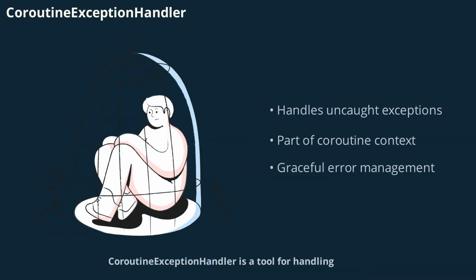CoroutineExceptionHandler is a tool for handling uncaught exceptions at the coroutine level. By passing this handler as part of the coroutine context, you can manage exceptions that aren't caught within the coroutine itself. This ensures that errors are handled gracefully and don't crash your application.